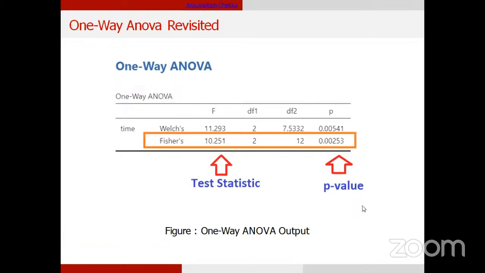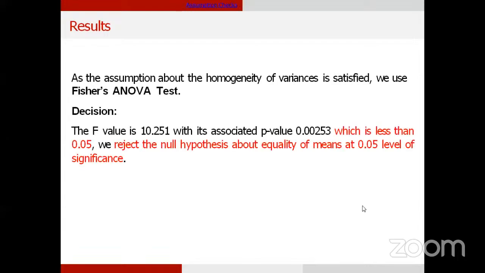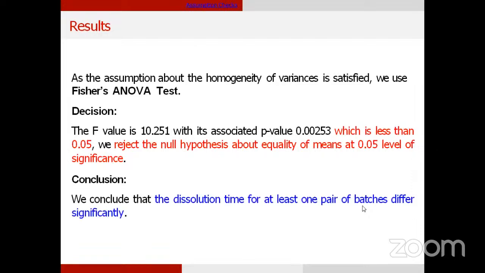Here the p-value is 0.002, or 53, which is less than 0.05. So as the assumption about the homogeneity of the variance is satisfied, we use Fisher's ANOVA test. Here this p-value is 0.002, that is, we reject the null hypothesis about the equality of means at the 0.01 significance level. So we conclude that the dissolution time for at least one pair of batches differs significantly. That is, the alternative hypothesis holds. So they are not equal. The dissolution time for the different groups varies significantly. So this is one-way ANOVA.